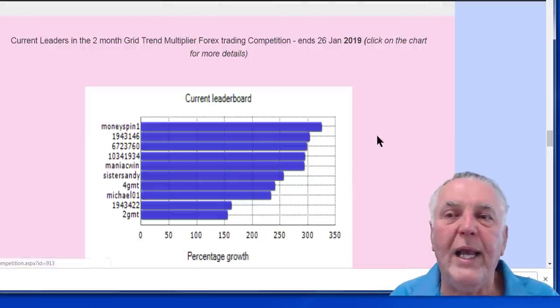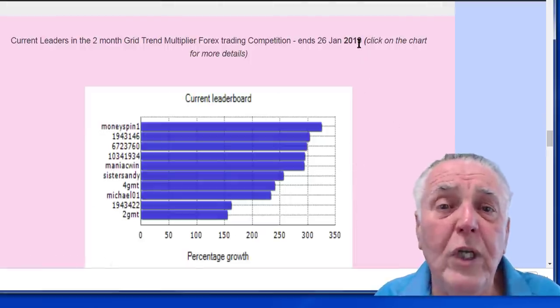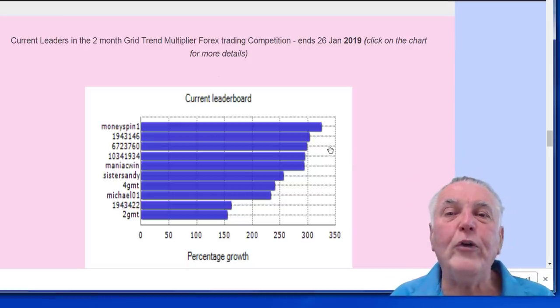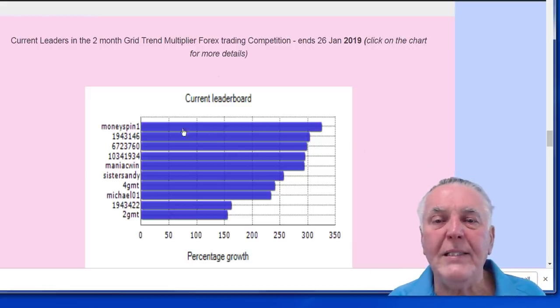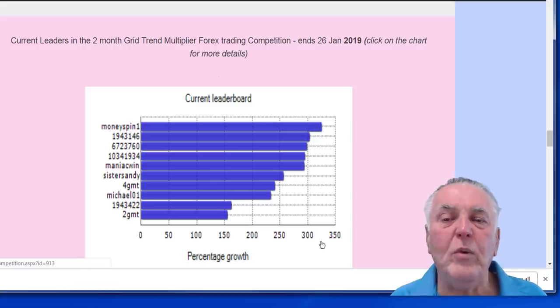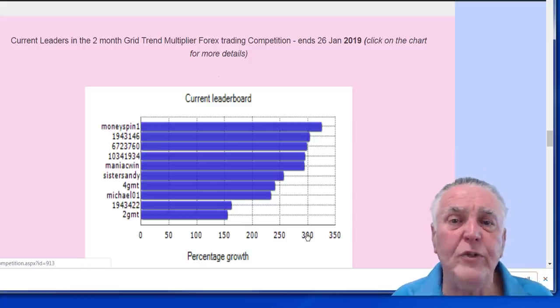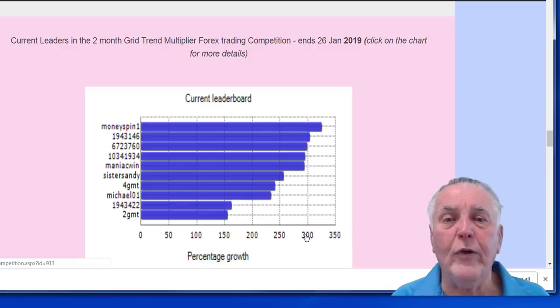We recently ran a competition that ended on the 26th of January, and the Grid Trend Multiplier was our best EA out of the 14 EAs that we have. And you can see here that the production was pretty high. People made over 300% returns on their grid trading.